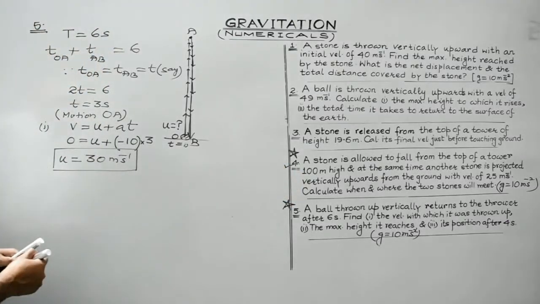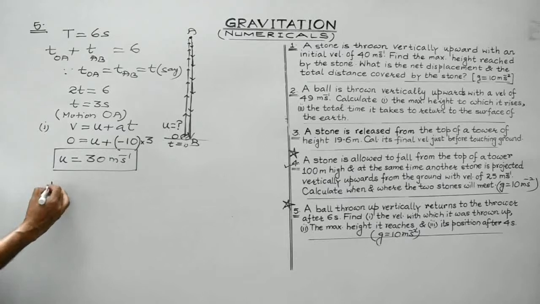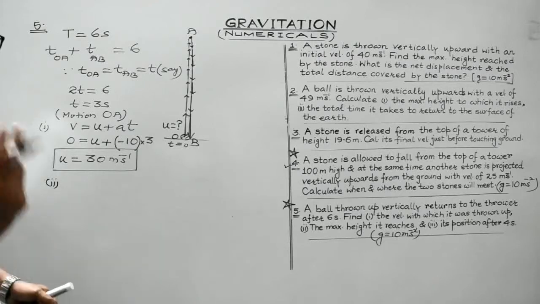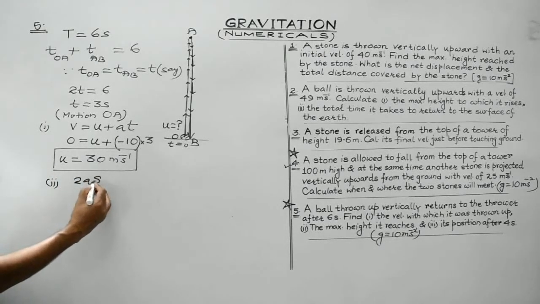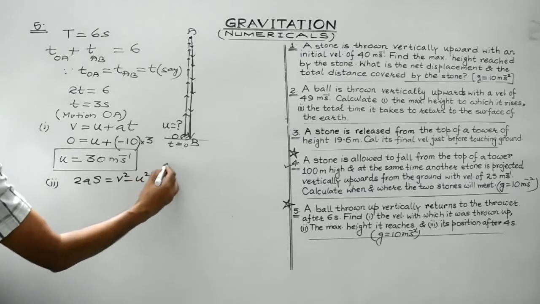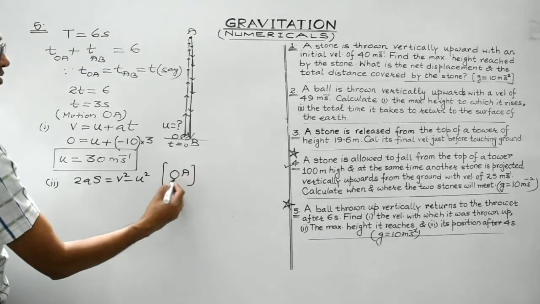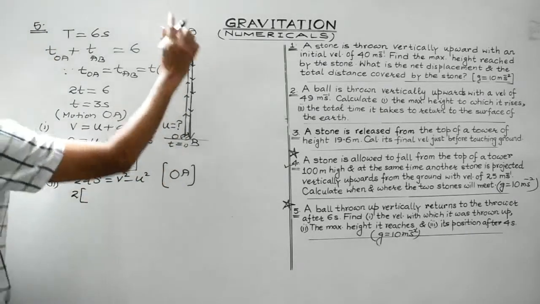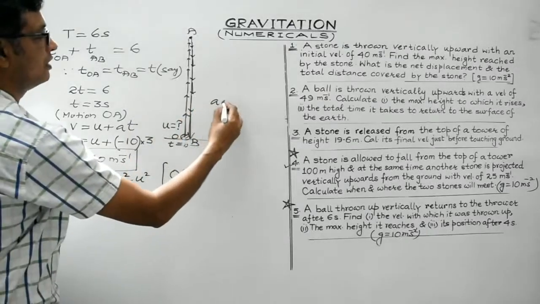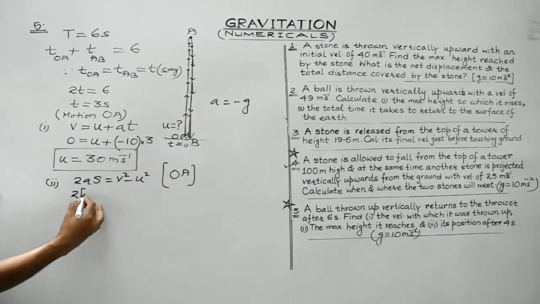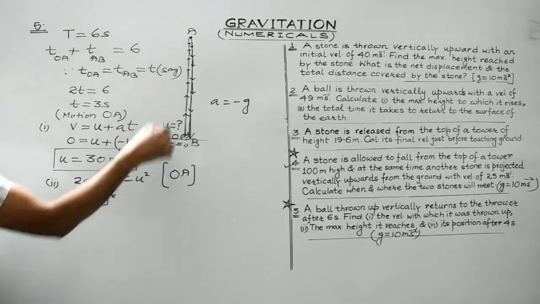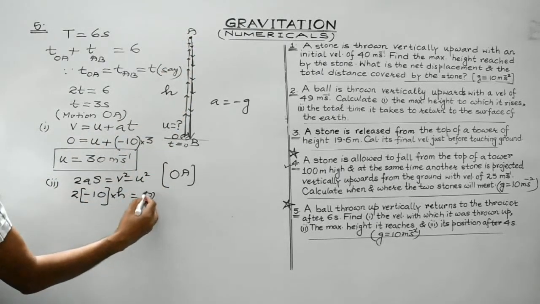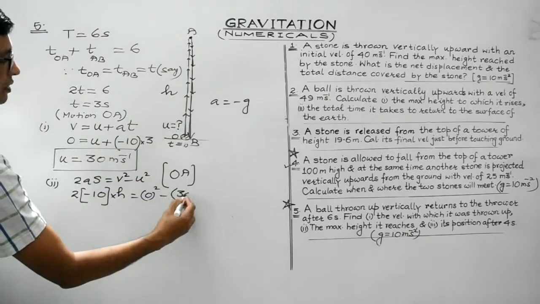Let's consider the second one, the maximum height it reaches. In order to consider the second one, we can consider the second equation of motion or the third equation of motion. The third equation of motion is 2as is equal to v square minus u square. Again, I am considering the motion from O to A. O is the initial point, A is the final point, right? So 2a, during the vertically upward motion, a is to be considered as minus g, so minus 10. S is suppose h. This is to be found. Final velocity at point A is 0. Initial velocity you have calculated, it's 30.